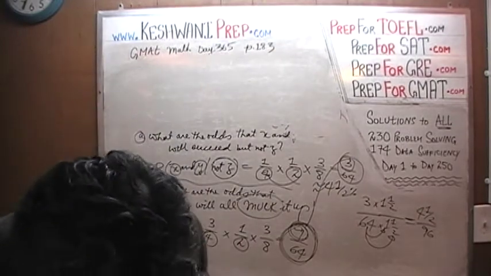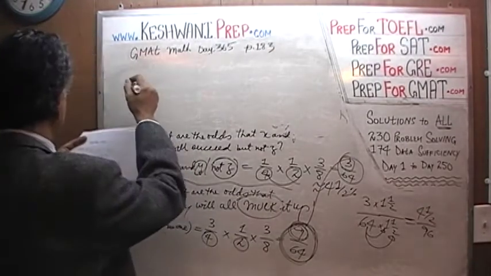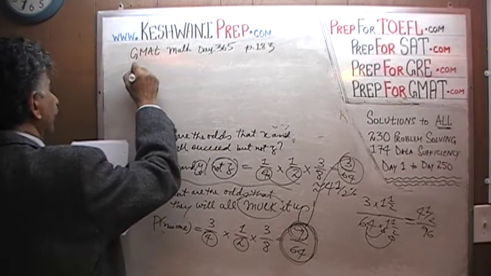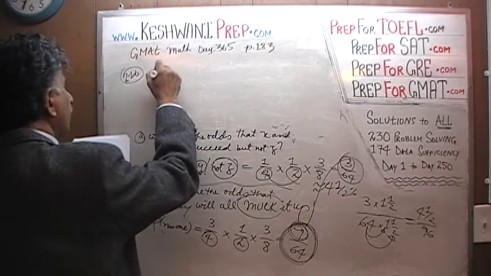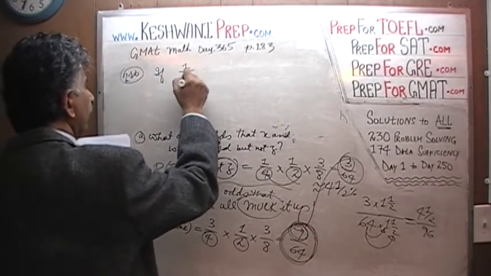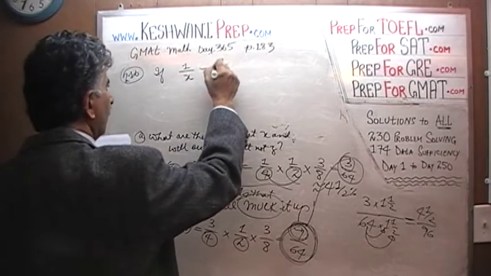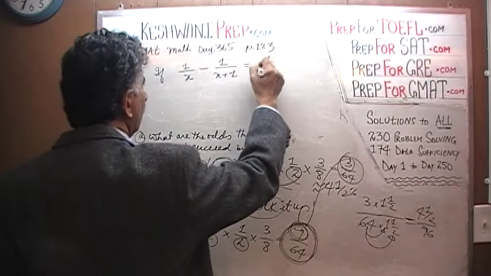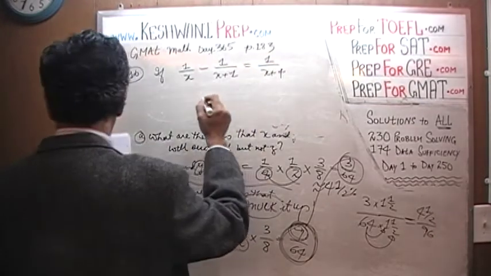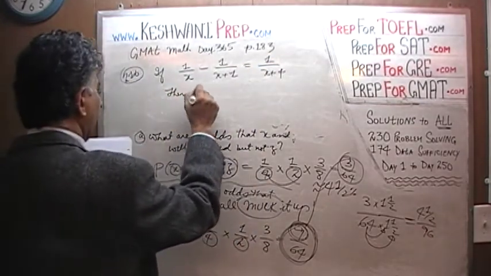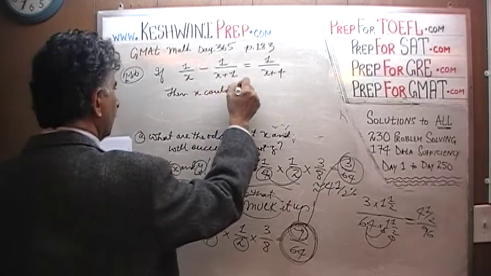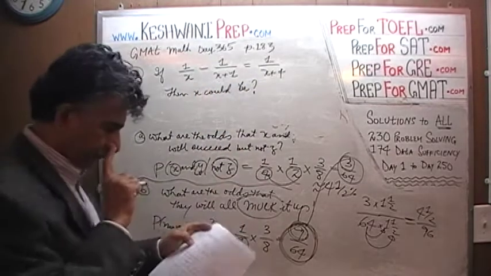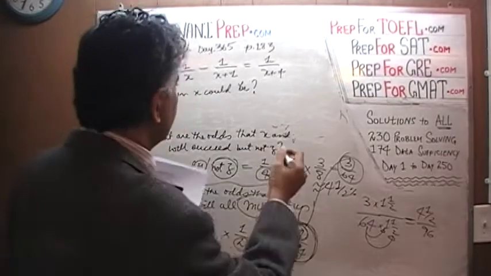In number 216, we are given an equation. We are told that if 1 over x minus 1 over x plus 1 equals 1 over x plus 4, then x could be what? We have 5 answer choices.